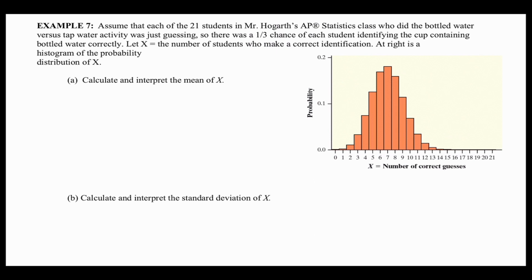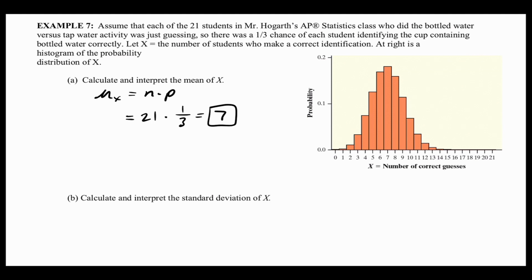Well, the mean is n times p. So we're going to write the formula we use: the mean or expected value is n times p. What would n be in this case? 21. What would p be? 1/3. 21 times 1/3 is 7.